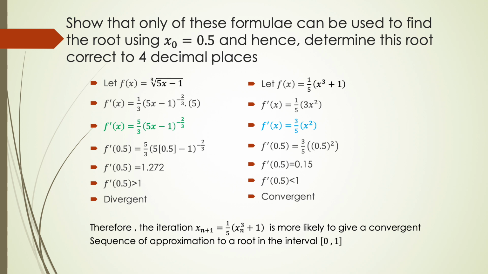So we conclude it is a convergent sequence. Therefore, the iteration x n plus 1 equal to 1 over 5 (x n to the power 3 plus 1) is more likely to give a convergent sequence of approximations to a root in the interval 0 and 1.